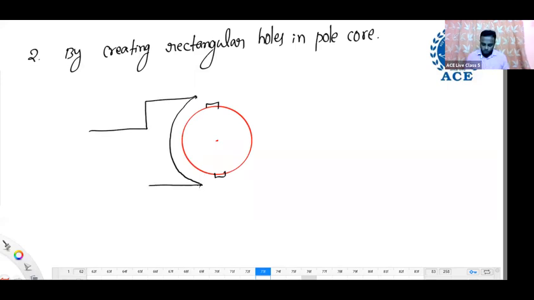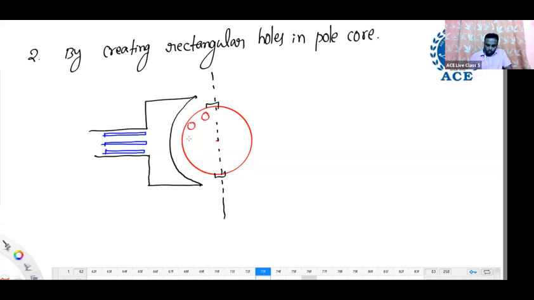Where is the pole core? In the field poles, this part of the field pole we call the pole core. Now in that we will create rectangular holes like this. Small, thin rectangular holes we create. Now what happens with this? Tell what happens.